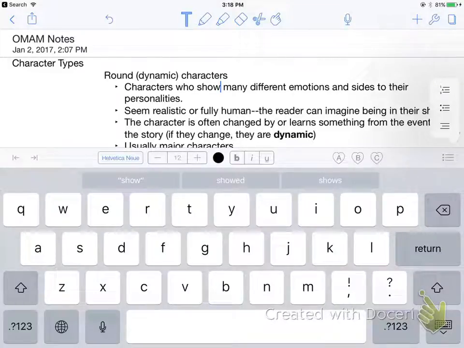Hi everyone. First of all, go into Notability, go to your English folder, and open up a new note. You're going to name it OMAM Notes, like Of Mice and Men. And I'd like you to set up your notes just the way that I do for organizational purposes.